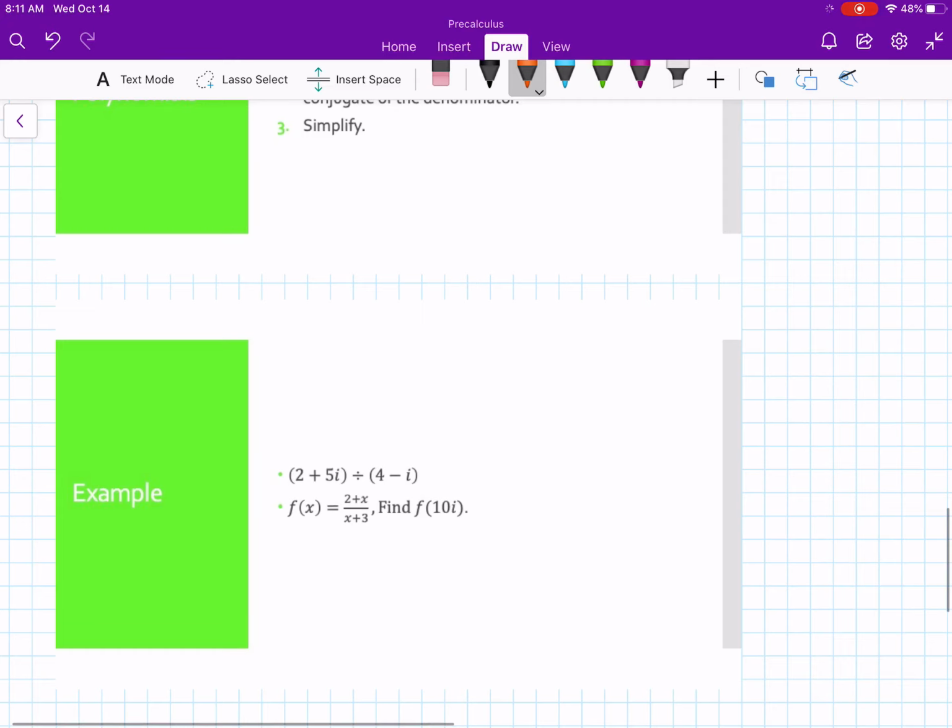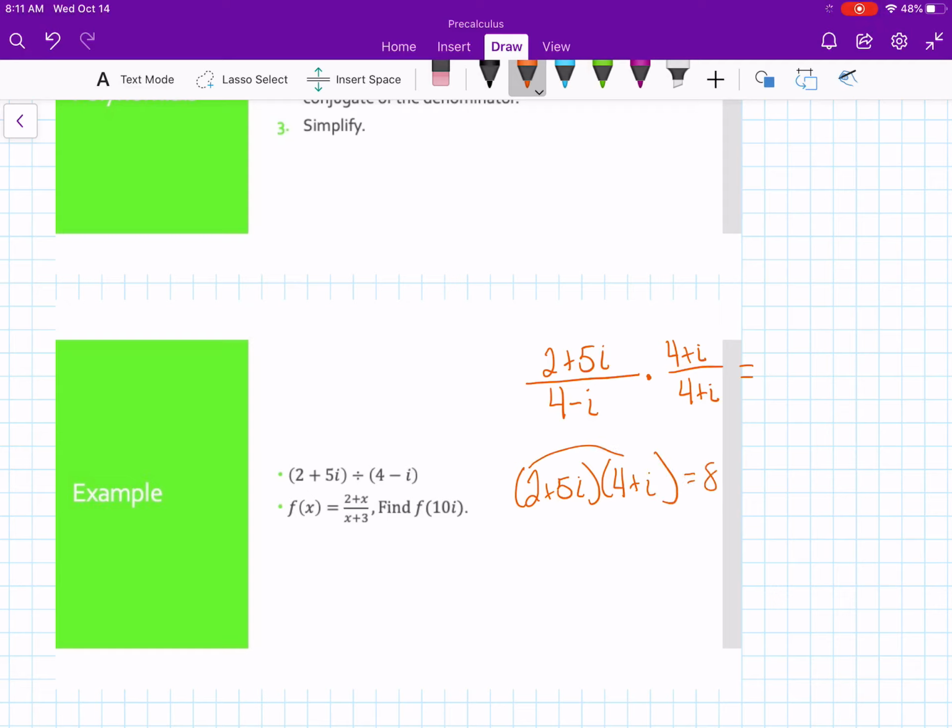So this first one, 2 plus 5i divided by 4 minus i. So let's write that as a fraction. So 2 plus 5i over 4 minus i. We don't like imaginary numbers in the denominator, so we're going to multiply by the conjugate, which is 4 plus i. So let's do a little bit of this over on the side. So 2 plus 5i times 4 plus i.